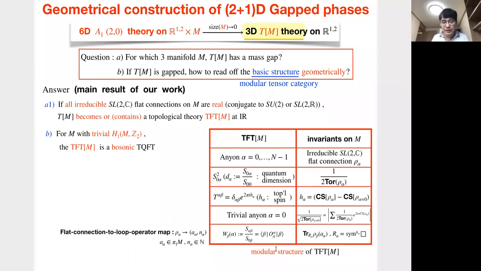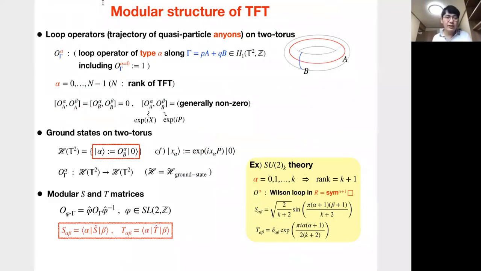First, let me explain what the modular structure of a topological theory is. In a topological theory, the only physical observables are the so-called loop operators, and for simplicity we consider loop operators on a two-torus. The loop operators are labeled by two types of data. One is the choice of a one-cycle on the torus, which is gamma. Gamma is an element of the one-cycles, and alpha labels the type of loop operator. And this type of loop operator also contains a trivial loop operator, which corresponds to the alpha equals 0 case.